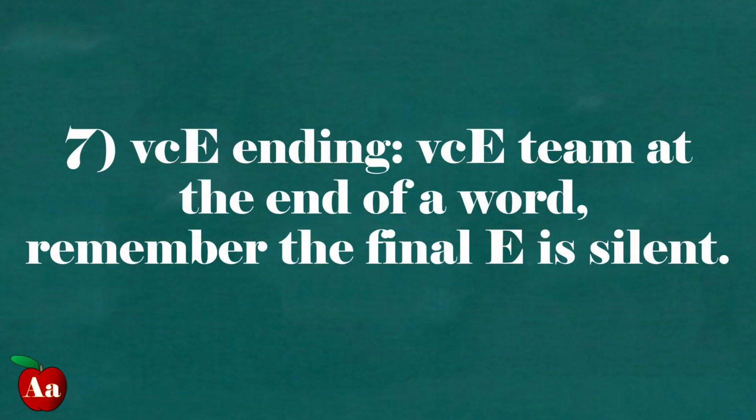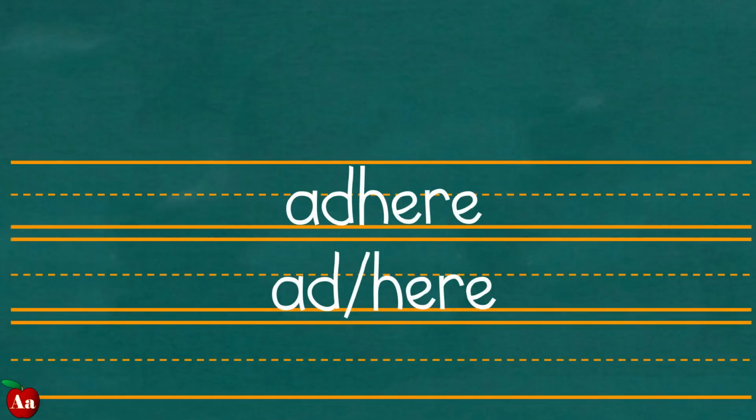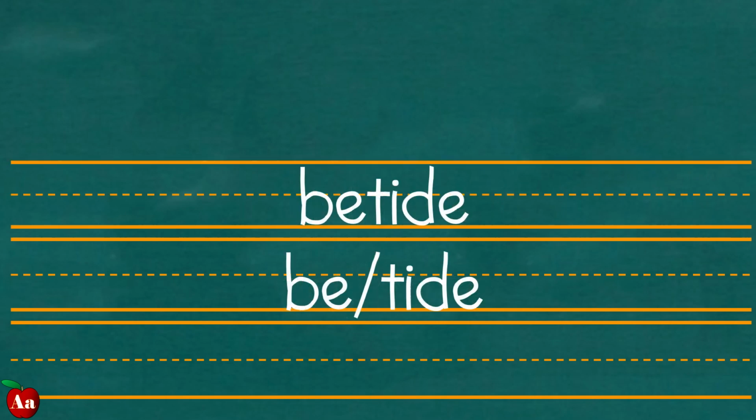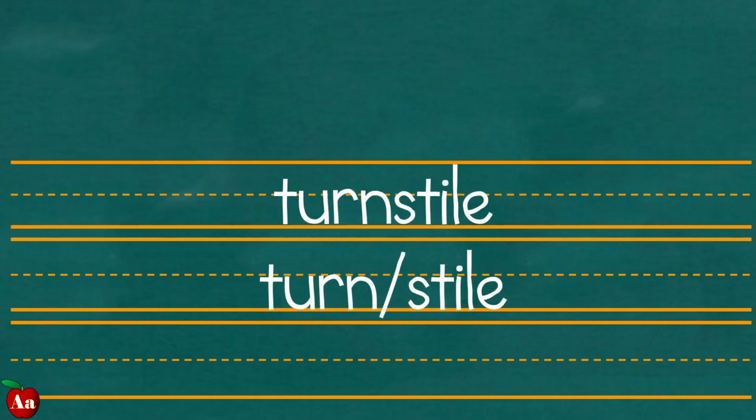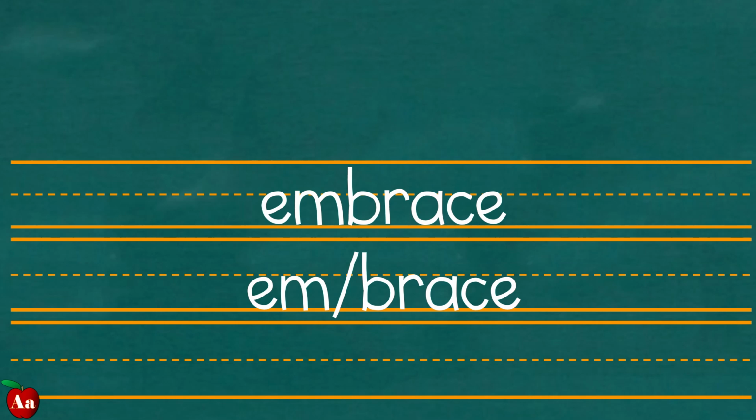Number 7, when you have a VCE team at the end of a word, remember the final E is silent. Adhere is divided between the D and the H, and the final E is silent. Betide is divided between the E and the T, and the final E is silent. Turnstile is divided between the N and the S, and the final E is silent. Embrace is divided between the M and the B, and the final E is silent.